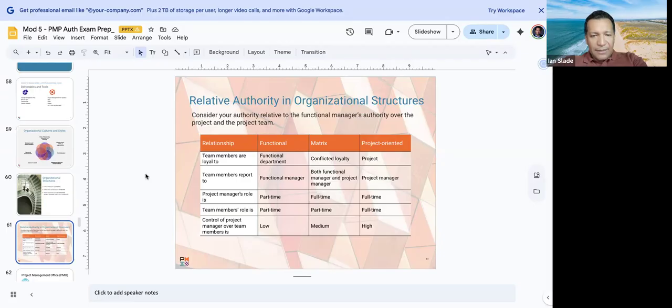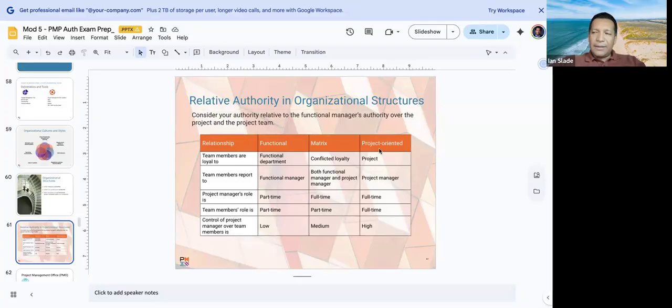Control of project manager over the team is low for functional, right? Because they have their operational manager, but for project oriented, it's high. So for the test, just remember that if it's functional, the type of organizational structure, it's very similar to UCLA. And if it's project oriented, it's very similar to a SpaceX, right? So any tech company that is really focused on projects.